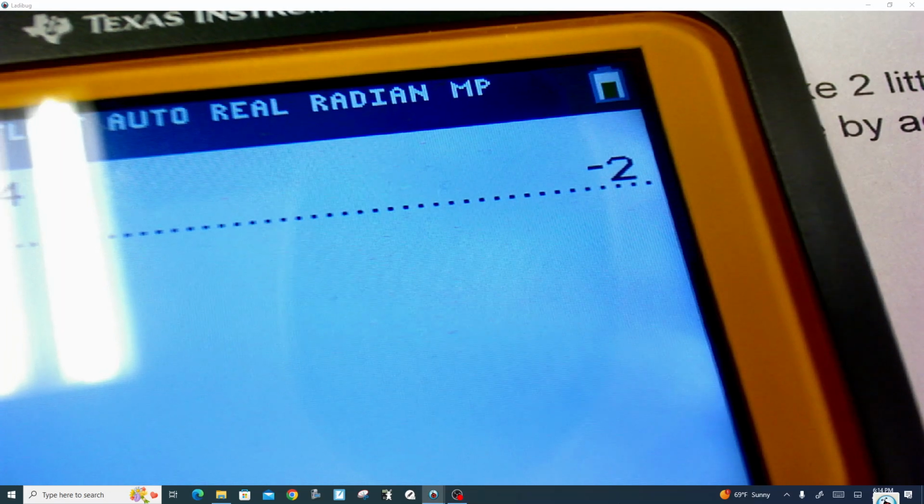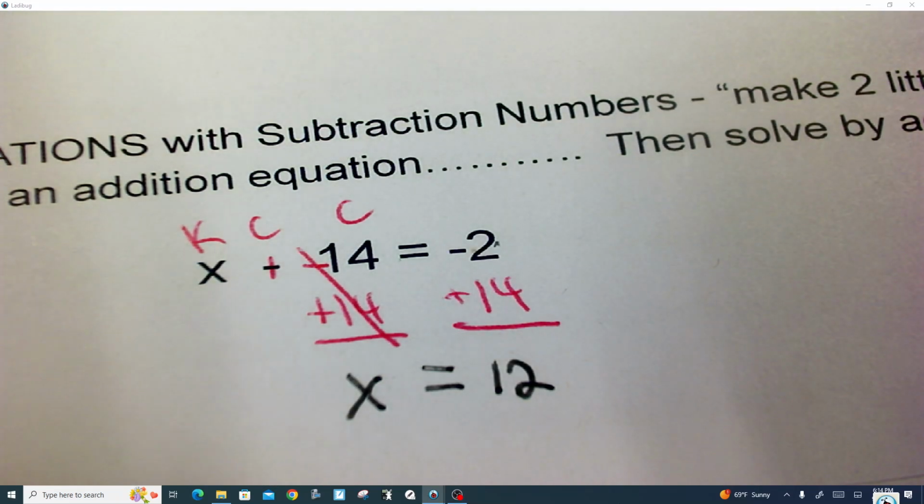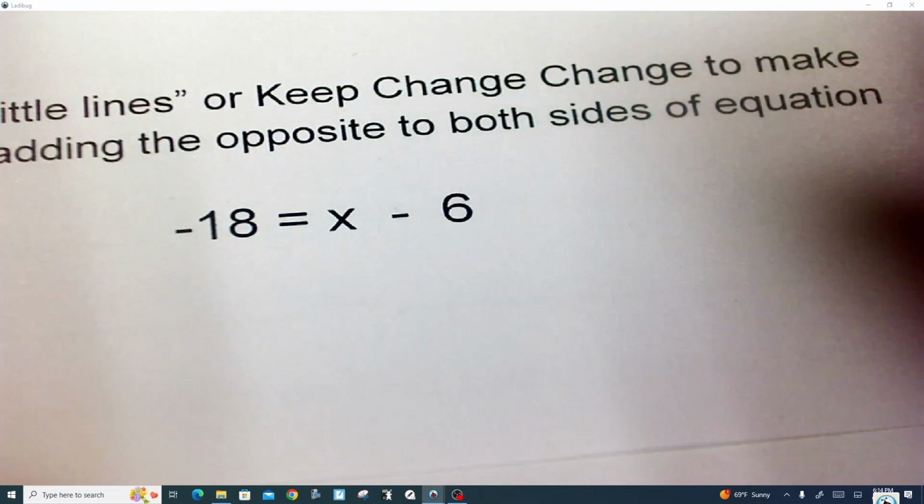There's the problem put in there, and again, yep, there's proof right there that it's negative 2. And what I'm showing you on the calculator, that's what I'm hoping you do in your head to check to see if you have the right answer. Okay, let's go take a look at this one.